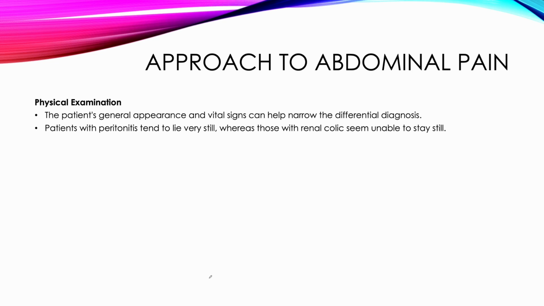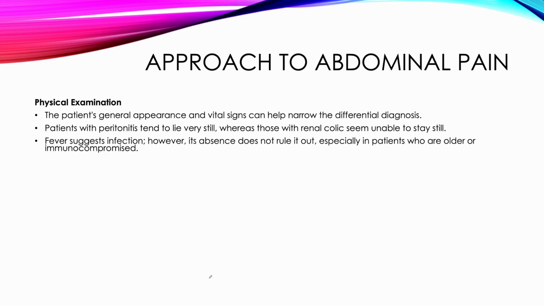Patients with peritoneal signs or peritonitis tend to lie very still, whereas even if you just bump their bed when you walk in, they will writhe in pain. Whereas patients that have renal colic from a kidney stone tend to be unable to sit still. They're very restless and kind of writhing back and forth, uncomfortable.